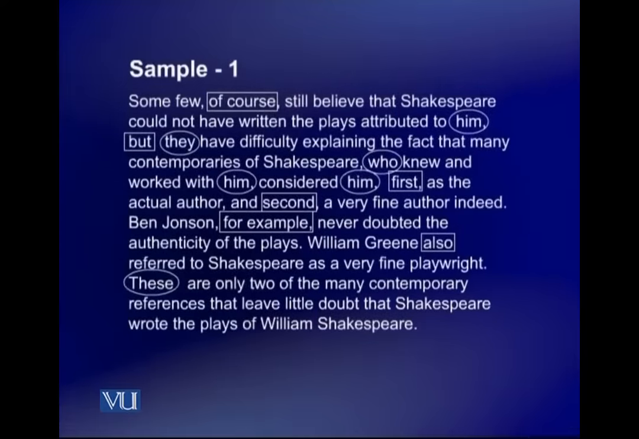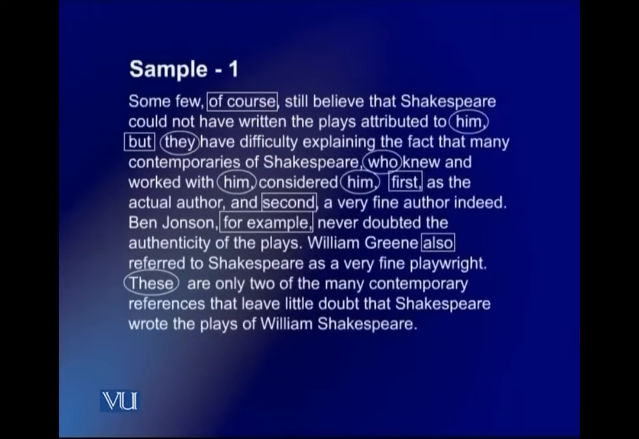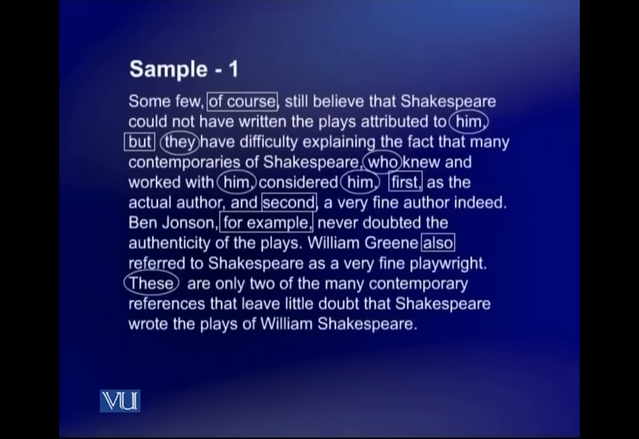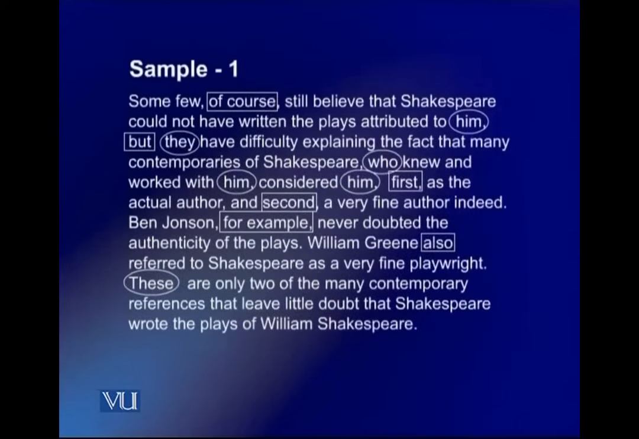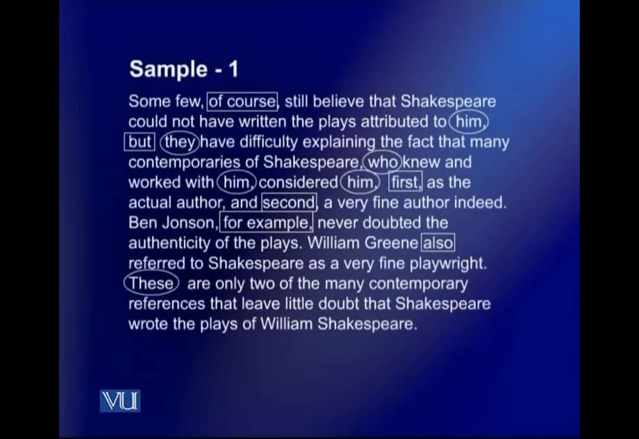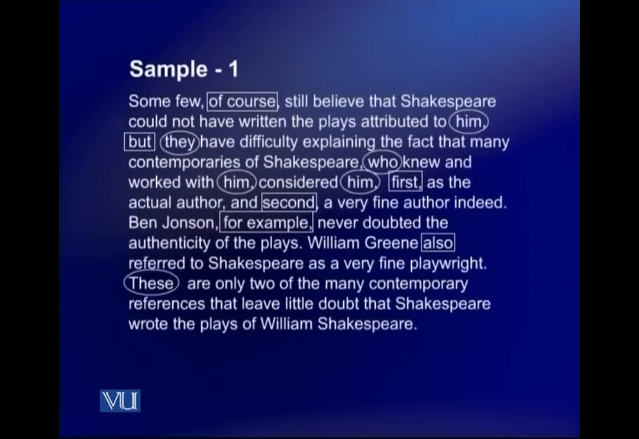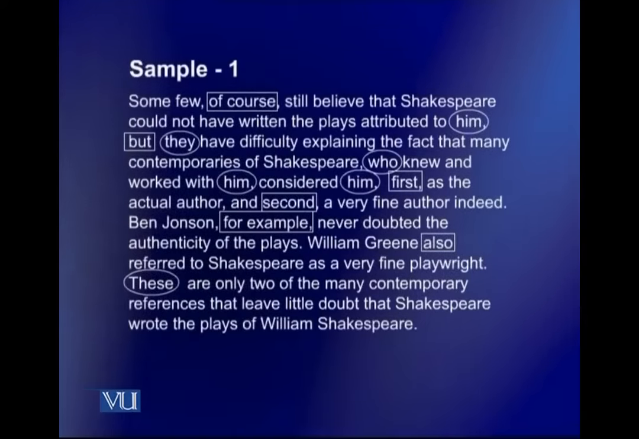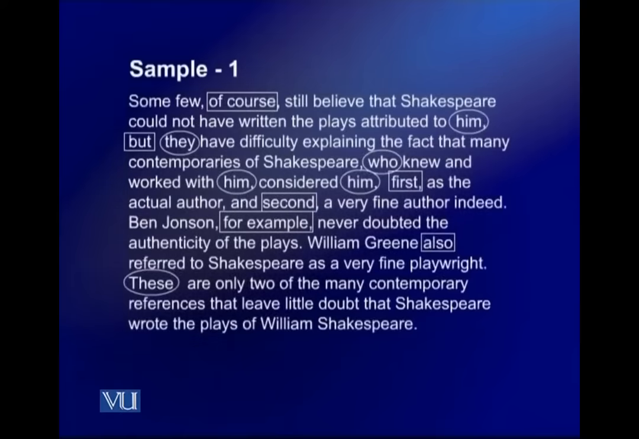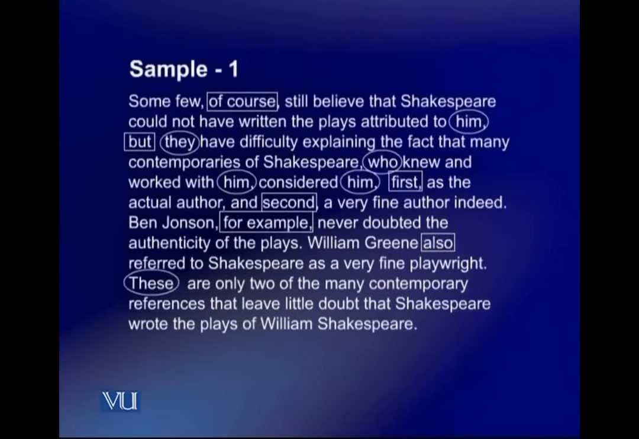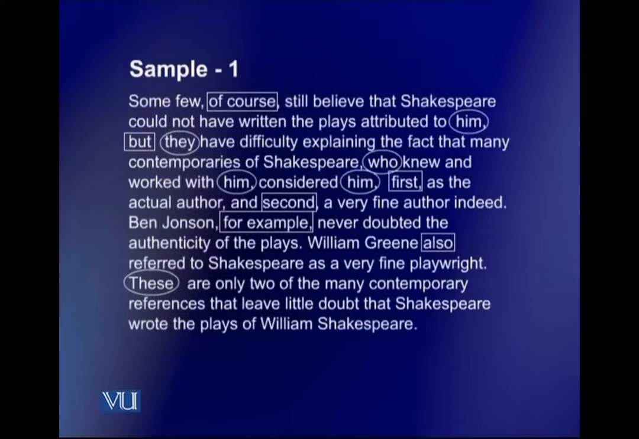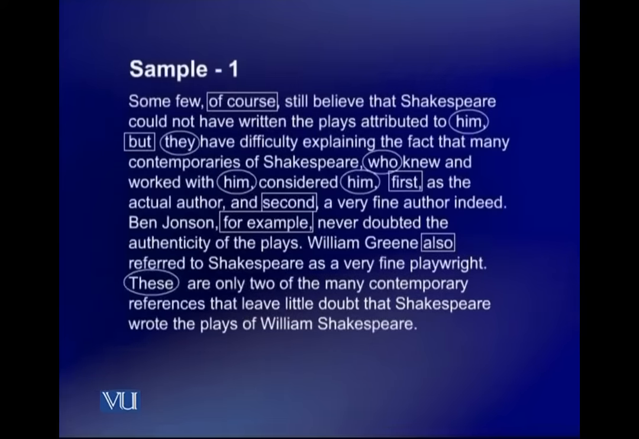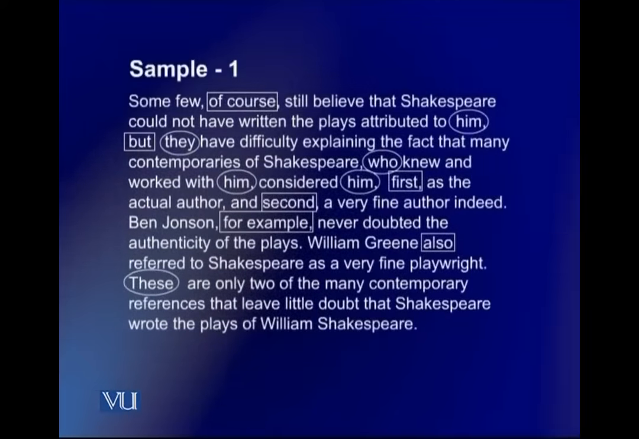Now we will look at the words that were in boxes. These are the connectives, and there are six connectives in this passage, and you will notice that these connectives belong to different categories. The first box phrase is of course, and you will notice that this is an example of illustration. The words of course illustrate, or let us say confirm, that some believe that Shakespeare couldn't have written those plays. The second connective is but, and it is a connective showing contrast. It shows the contrast between those people who on the one hand believe, and on the other hand they have difficulty in explaining why Shakespeare's contemporaries considered him a good playwright.